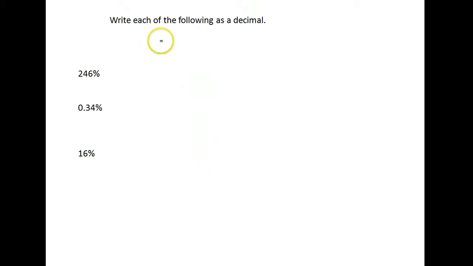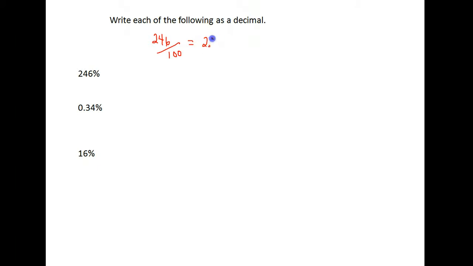Right, let's write each of these numbers as a decimal. We're going to practice. So remember to write a percent as a decimal. Literally what percent means is per 100 or divided by 100. So what we're really doing when we're changing a percent to a decimal is we're taking off that percent sign that means per 100 and dividing by 100.